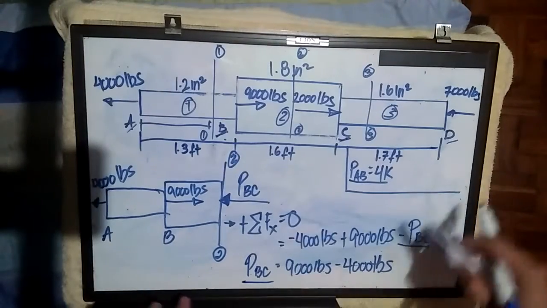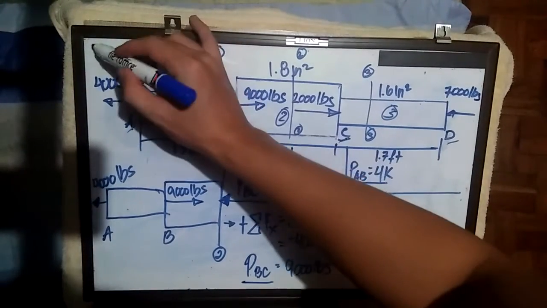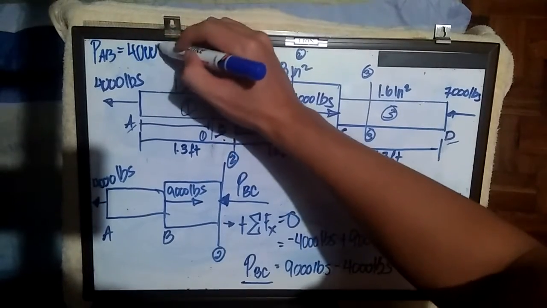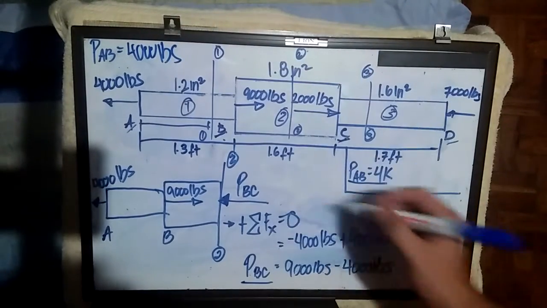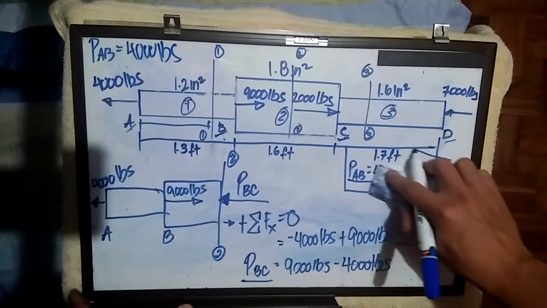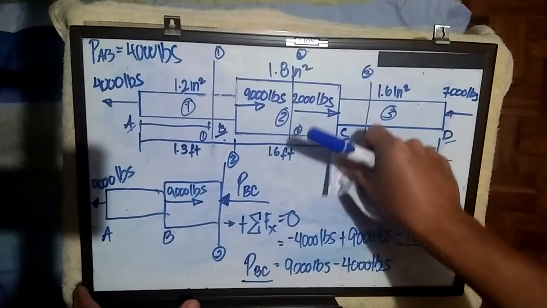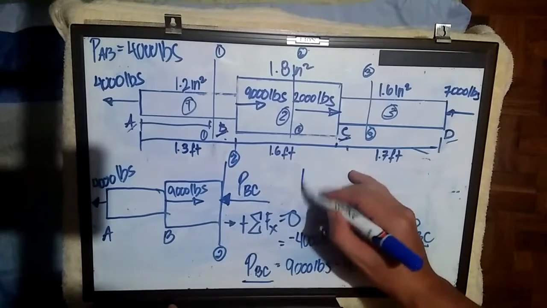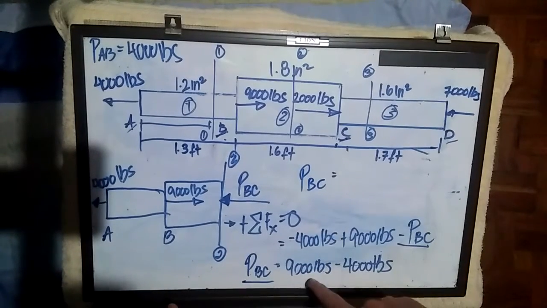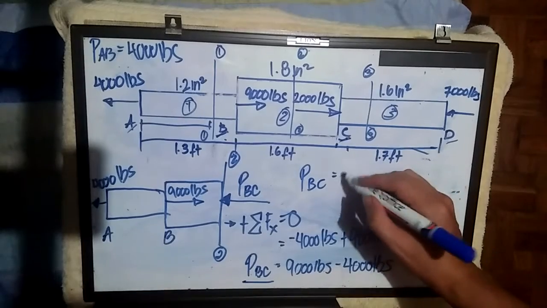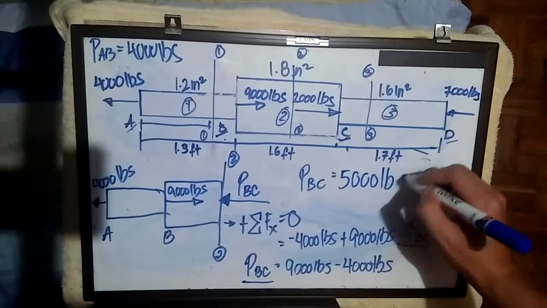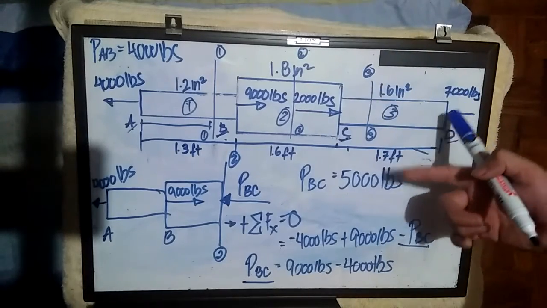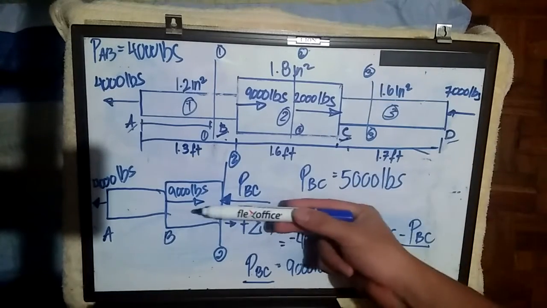So, erase ko lang po yung dito. I-transfer ko na lang yung P sub AB dito sa taas. So, P sub AB is equals to 4,000 pounds. Tapos dito naman, erase ko na lang ito. I'm just going to erase this one. Solving for P sub BC ngayon is P sub BC equals to 9,000 minus 4,000. That is simply 5,000 pounds. And don't forget po yung direction po ng ating force which is going papunta doon sa left.